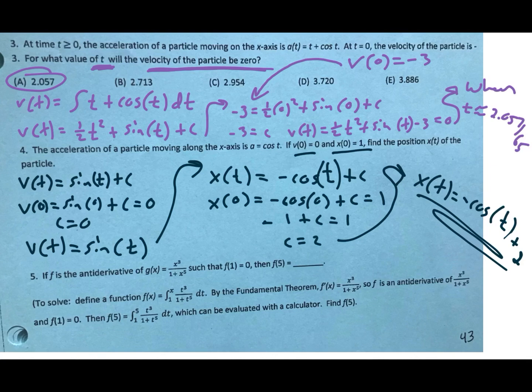Alright, so for number 3, I took that acceleration function, integrated it to get velocity, and I'm going to do the same thing for number 4. So number 4, I start with acceleration as cosine t, and so I'm going to integrate that to get velocity. I integrate that, and my velocity function is sine t plus c.